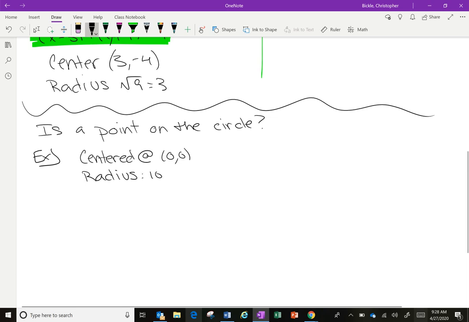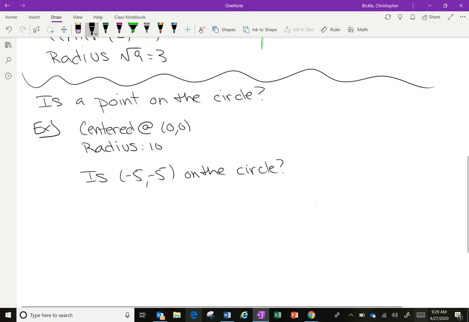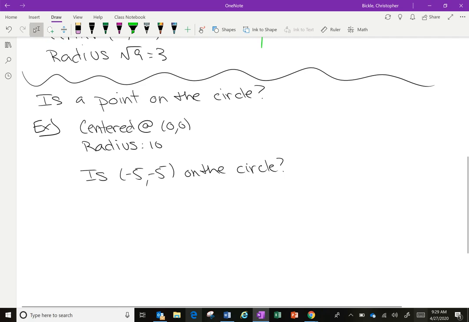And then they want to know, is the point -5, -5 on the circle? Is that one of the points that satisfies the equation, that's actually on the circle? In order to do that, we have to write the equation. If this is centered at 0, 0, it makes it a lot easier, because then our equation just looks like x squared plus y squared. Our radius is 10, so this is equal to r squared, which is 100. X squared plus y squared equals 100.